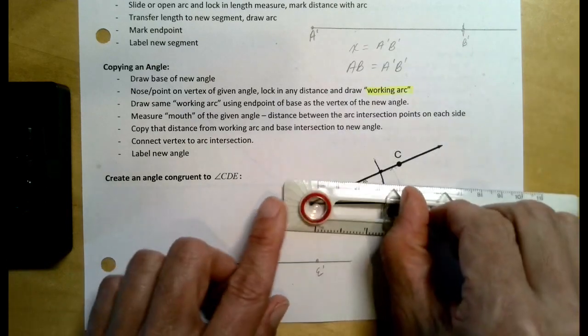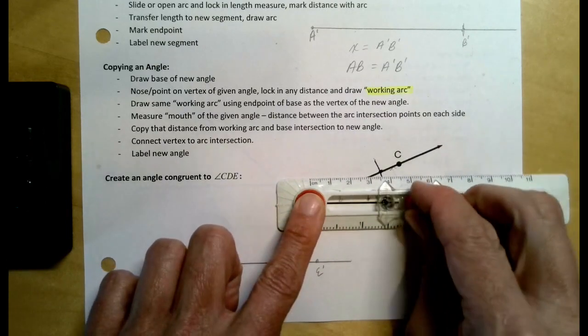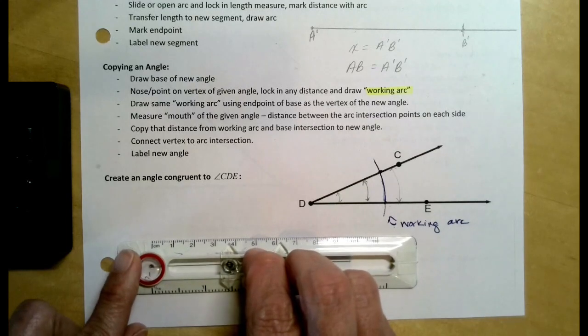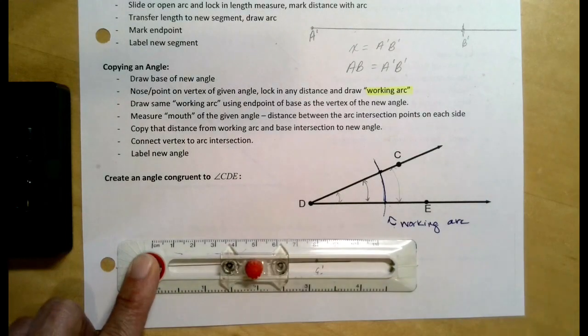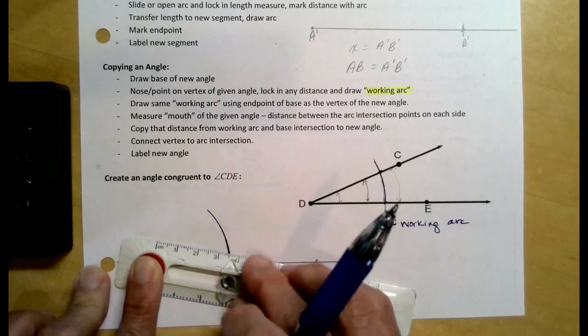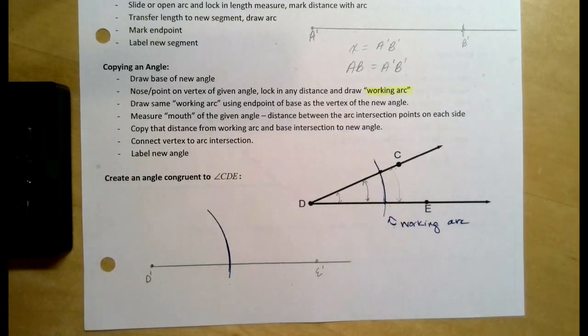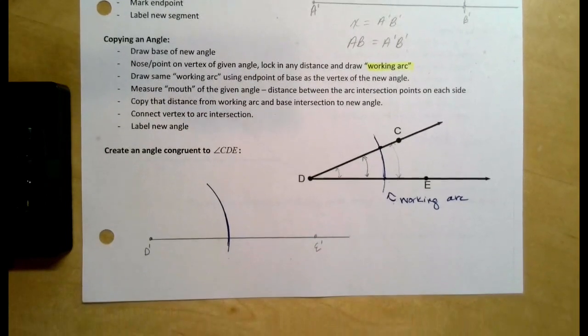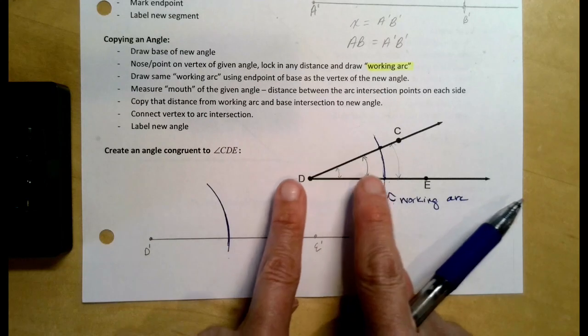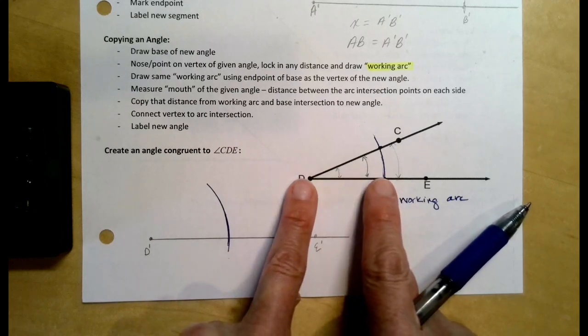All right. Once I have my working arc here, I'm going to take that same distance, mark it, and draw that working arc on my new angle side. So this distance here is guaranteed to equal this distance here.